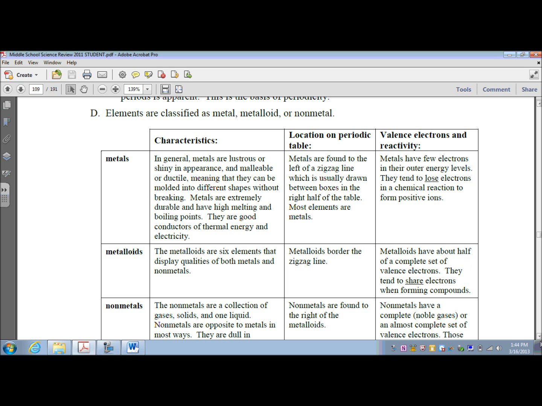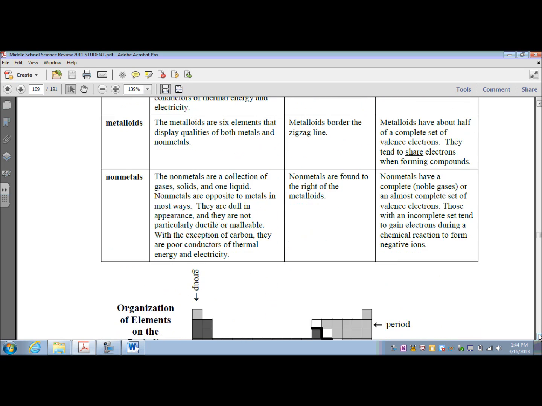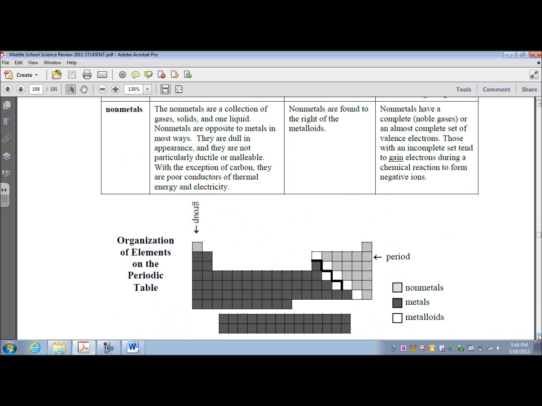forming compounds. Nonmetals. The nonmetals are a collection of gases, solids, and one liquid. Nonmetals are opposite to metals in most ways. They are dull in appearance. They are not particularly ductile or malleable. With the exception of carbon, they are poor conductors of thermal energy and electricity.